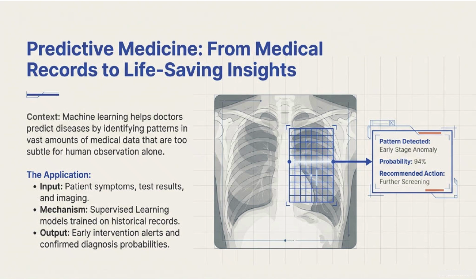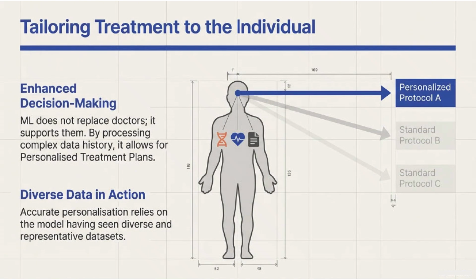And it doesn't stop at just diagnosis. Page 9 moves on to tailoring treatment to the individual. And this is where that data representation we just talked about becomes so critical. This is the shift from standard protocols to personalized protocols. Right. Historically, medicine has been very statistical. You know, this pill works for 80% of people with this condition, so everyone gets this pill.